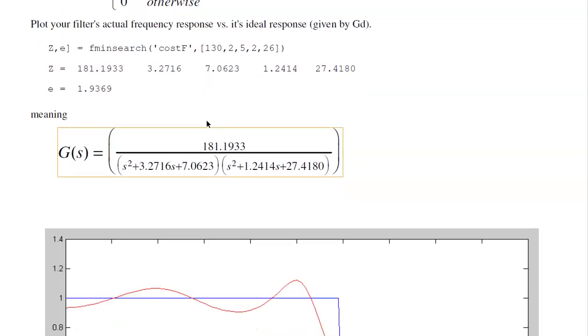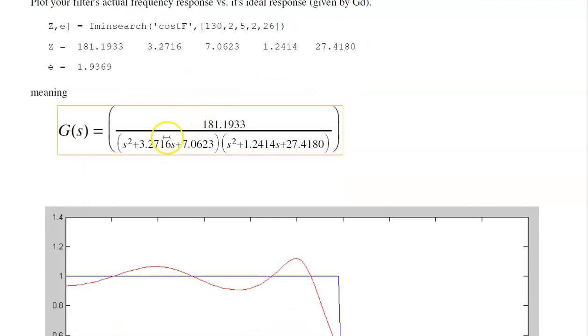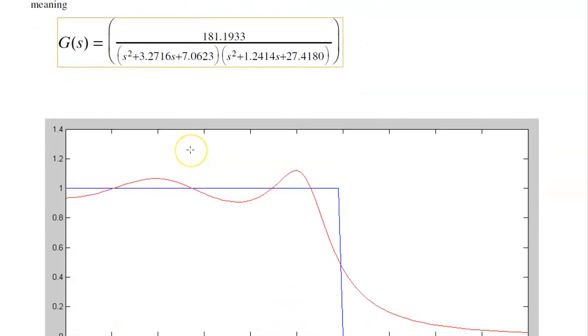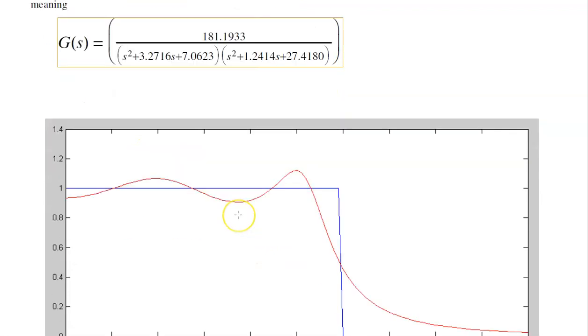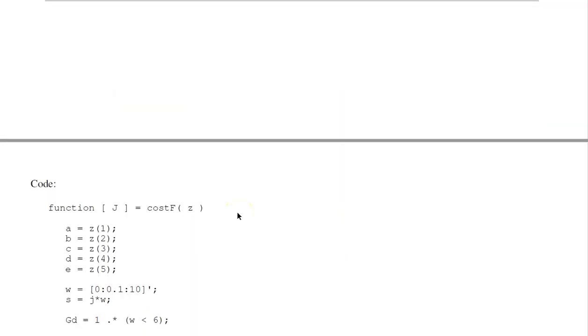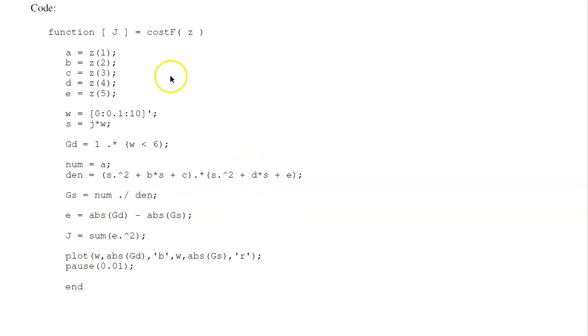If I let MATLAB search, it'll sit there and guess again, and eventually winds up with this answer. And the numbers it spits back are the 181, 3.27. That corresponds to these numbers. There's the 181, 3.27, 7.06. Where that comes from is the cost function I used, this one.